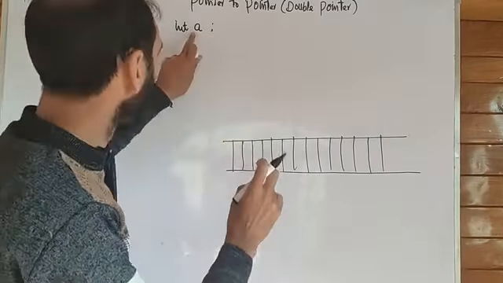If I initialize int a equal to 10, that means in this memory location the value 10 is stored. First of all, it will be converted into binary, and after that it will get stored in these locations.